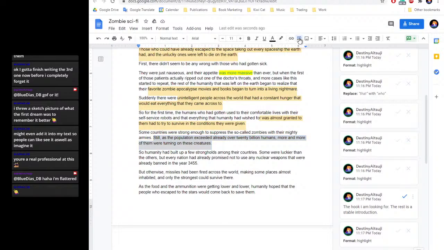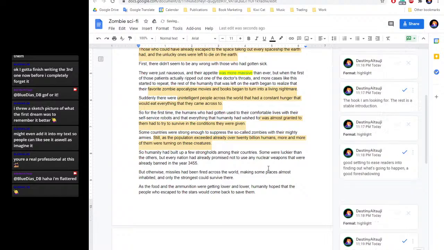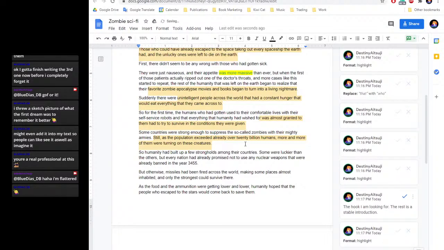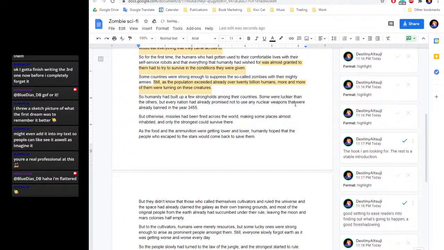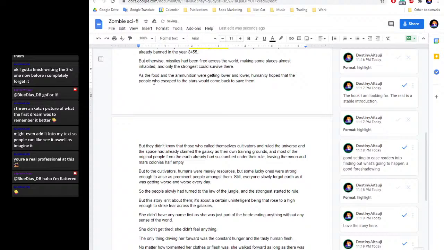Okay, over here I have a question. So yeah, this is just to confirm that the writer has it down to the details, but nothing much about this. Okay, this is just my concern. So humanity built up a few strongholds among the countries. Some were luckier than the others, but every nation had already promised not to use any nuclear weapons, which were banned. Likewise, missiles were fired across the world, making places uninhabitable. Only the strongest could survive there. Okay, so I see how it is. As the food and ammunition were getting lower and lower, maybe you want to put scars over here.